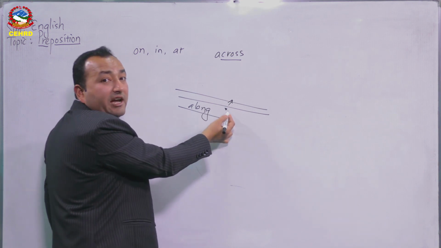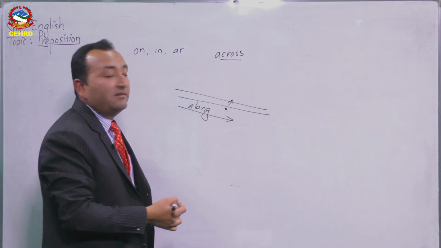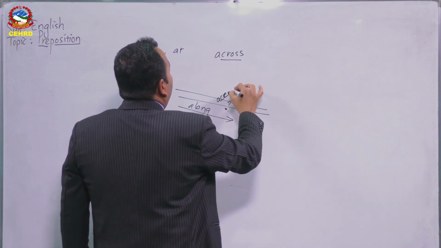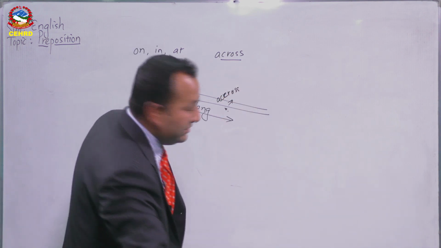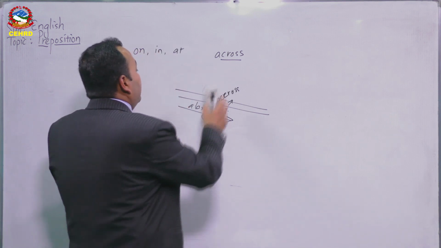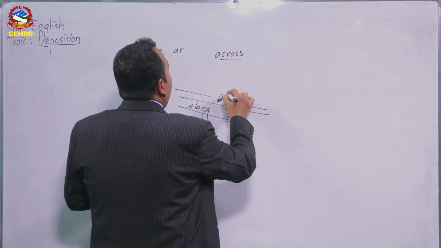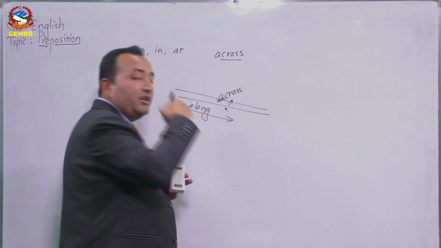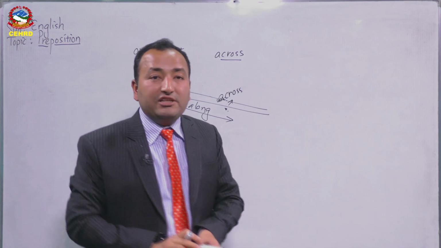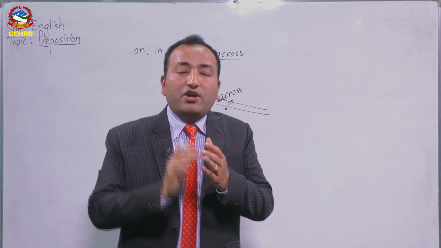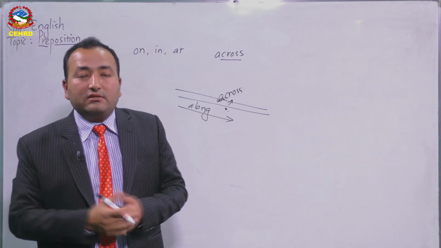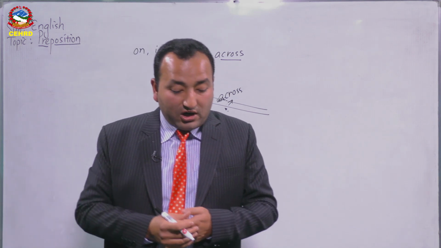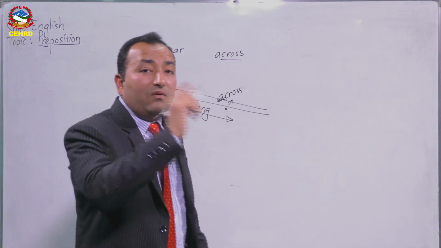Going from this side to the other side, it is across, A-C-R-O-S-S. It's like crossing the line of the river, crossing the road. This is across. This time we use across. Another word, round.